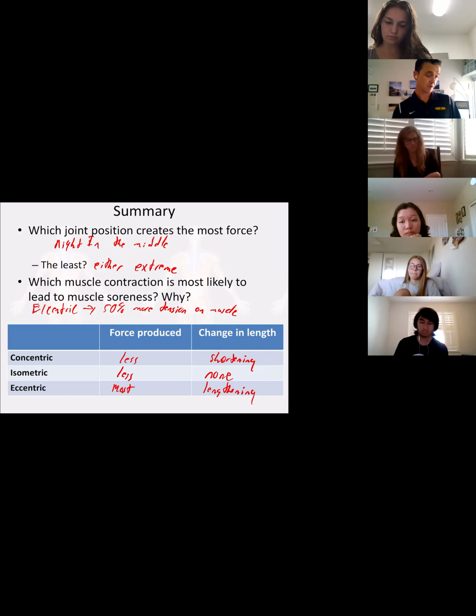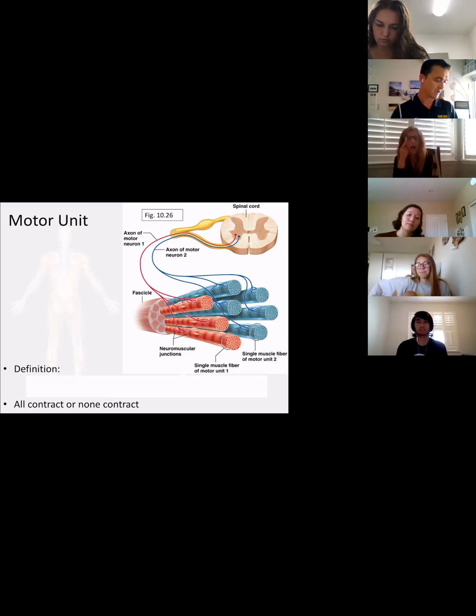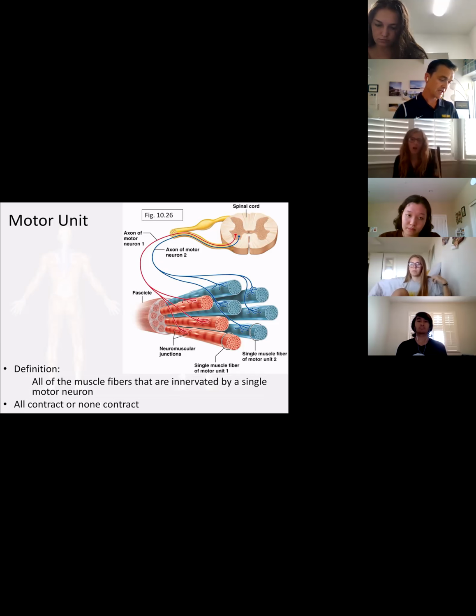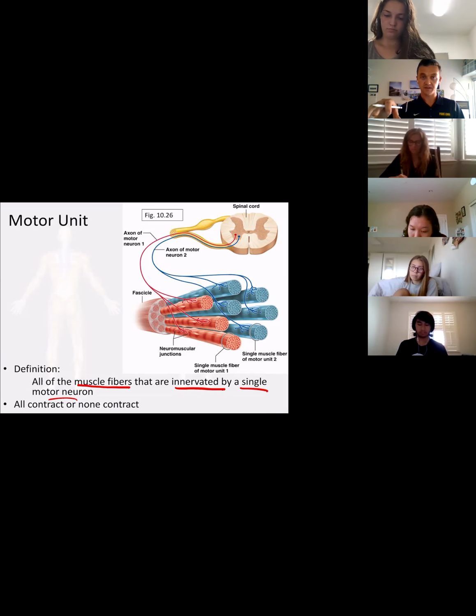Okay. All right, so let's talk about the neurological side of things a little bit here and the way muscles are set up. There's this concept called the motor unit, okay? The definition of a motor unit is all of the muscle fibers that are innervated by a single motor neuron. A motor neuron is a nerve cell, a neuron, right? The one that controls our muscle.